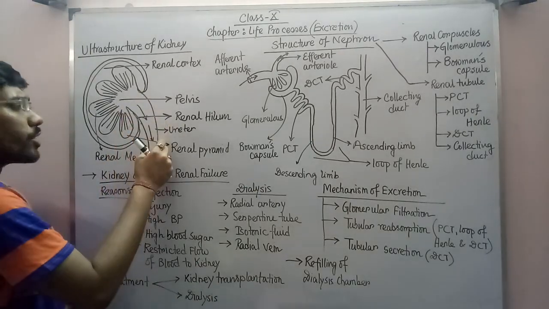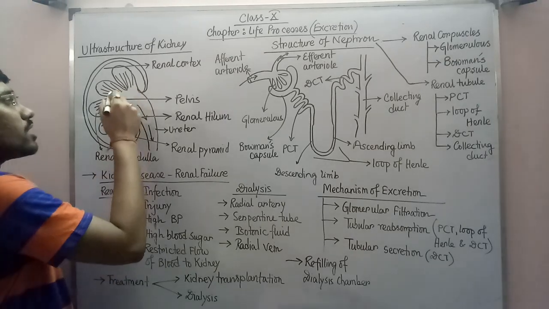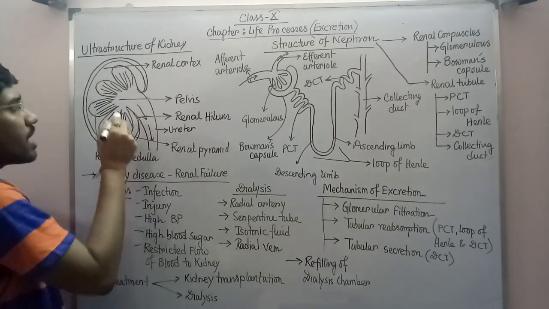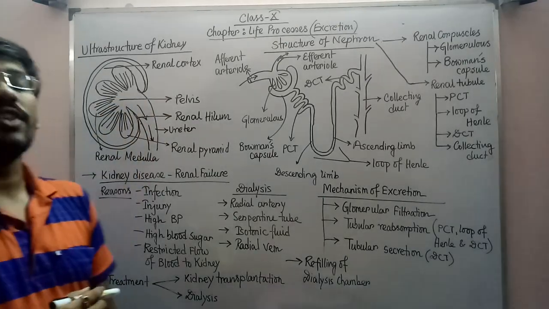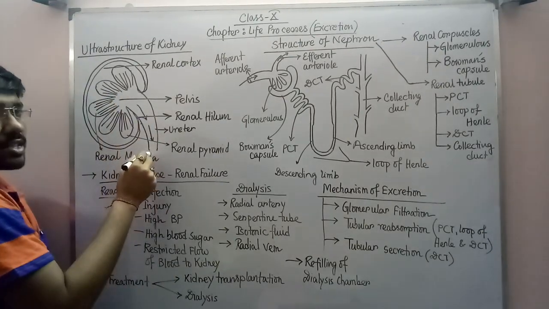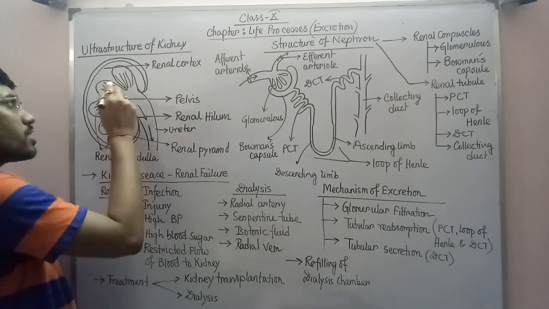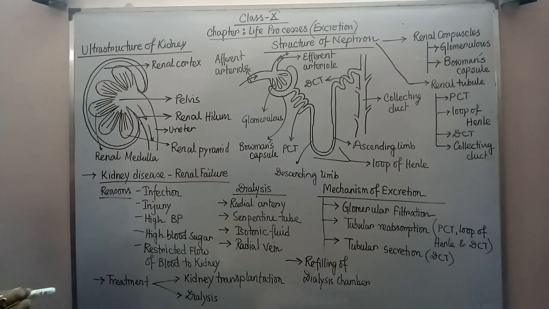So this is the ureter. We all know that where the ureter enters or leaves the kidney, there is a common passage in between the renal pyramids. These are the renal pyramids and the ureter. That common passage is commonly known as the renal pelvis. From the renal pelvis only the ureter comes out, and this is the common passage in between the ureter and the renal pyramids. These satellite structures are known as renal pyramids.